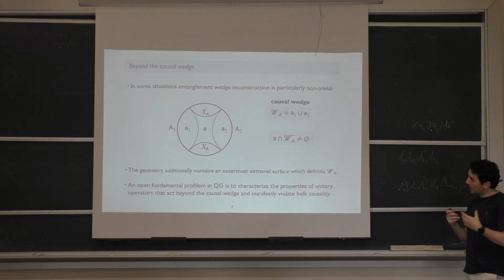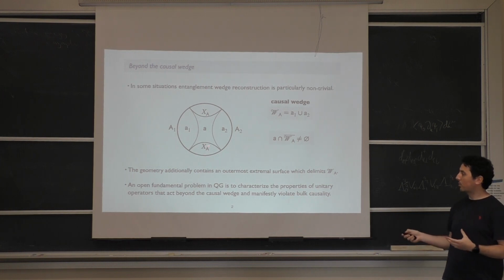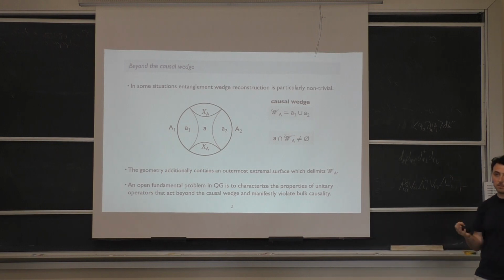But a particular situation in which entanglement wedge reconstruction is non-trivial is given by this sort of example, where the entanglement wedge of the boundary subregion extends beyond the region of causal accessibility of the boundary subregion. So there is another wedge which is smaller than the entanglement wedge, which is called the causal wedge. And the causal wedge is basically defined as the region of causal accessibility of the boundary subregion.